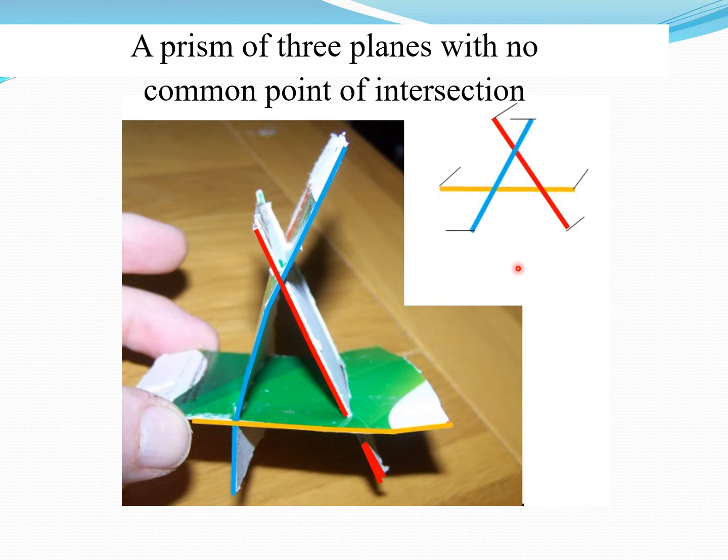This setup here has 3 planes again, only this time we have what we call a prism of 3 planes with no common point of intersection. And again, we do a cross section, so it's easy to visualize it in 3 dimensions. Those planes only meet in pairs, so those 2 planes, the one with the red edge and the orange edge, meet along that line there. So those planes meet along a line, but only 2 of them meet at a time. The 3 of them never meet, so there's no common point of intersection.